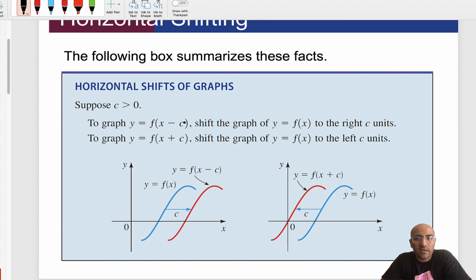When we subtract a constant that's positive, so say like minus 3, then we're really going to the right. And when we add a constant that's positive, then we're really going to be going to the left.